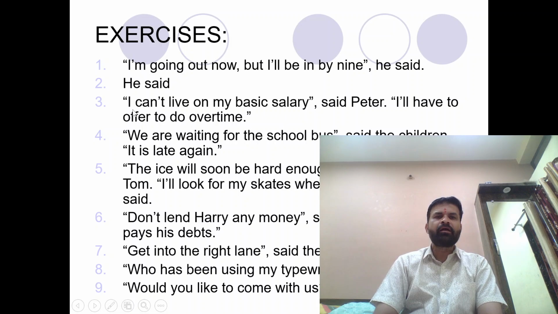There is some mistake here. The second one is not written. The third one I will read. I can't live on my basic salary, said Peter. I will have to offer to do overtime. Peter said that. Now here it's a complaining tone, so said is the reporting verb that can also be changed into complained. So Peter complained that he couldn't live on his basic salary. He further added he would have to offer to do overtime.